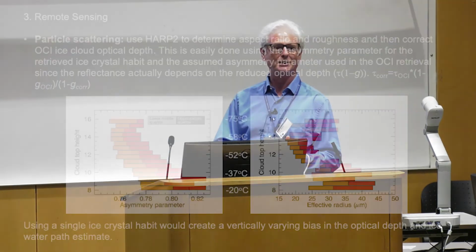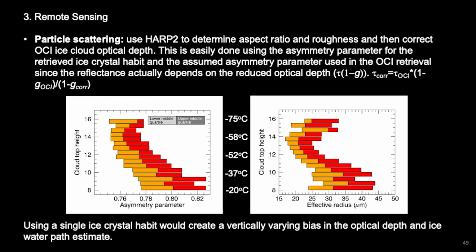And the reason that that's a good idea is because when we use that method, you find that the asymmetry parameter, which is the weight of how much forward scattering versus back scattering you have, varies with cloud top height. So if you only have a single asymmetry parameter, then your retrievals of cloud thickness are going to have a height-dependent bias.